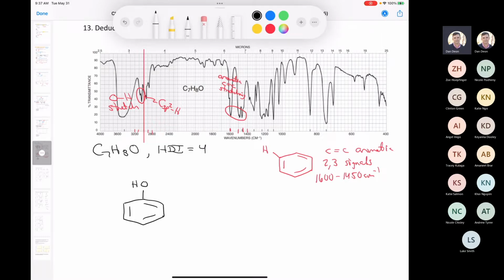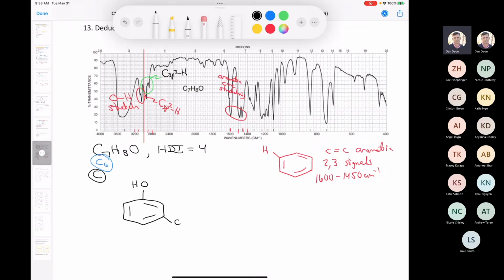We've only used up 6 carbons, so we've used up C6, and that means we've got another carbon. Well, where is that carbon going to be? It doesn't matter where you put it. You could put it anywhere on the ring. That's not important to me. But you notice that just below 3000, if you look here, we also have some sp3 hybridized carbon-hydrogen stretching. And so that would come from an alkyl group. So if we're only missing 1 carbon, it must be a CH3 group.